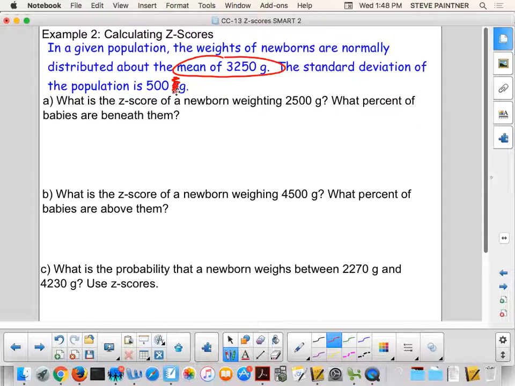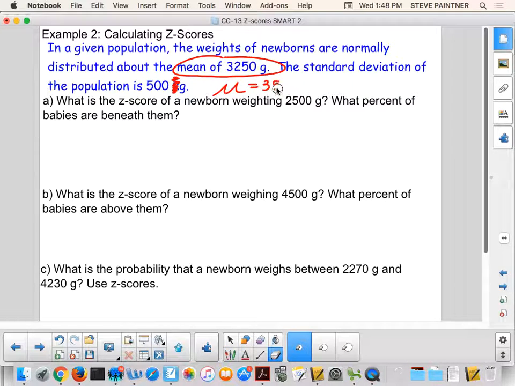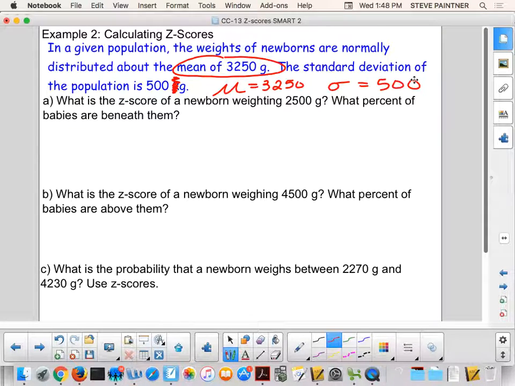Okay, so you have this. Average, 3250. Standard deviation, 500. Okay, here we go. What is the z-score of a newborn weighing 2,500 grams? Z-score, 2,500. Just do what we did on top.